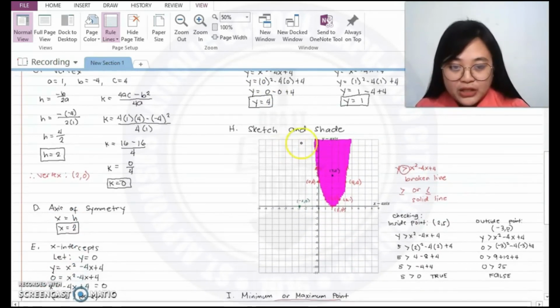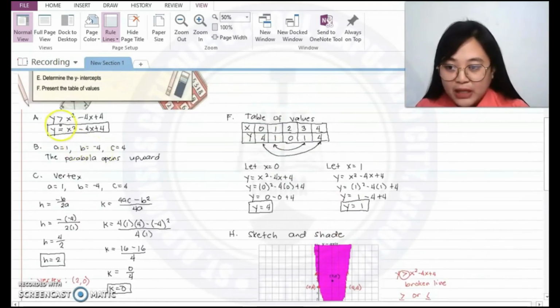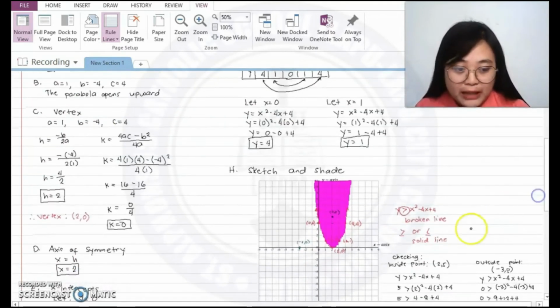Next, you need to sketch and shade. Sketch the given points on the table of values, and check again the symbol of the given inequality. If it is greater than or less than, use a broken line, and if it is greater than or equal to or less than or equal to, use a solid line in connecting the points.